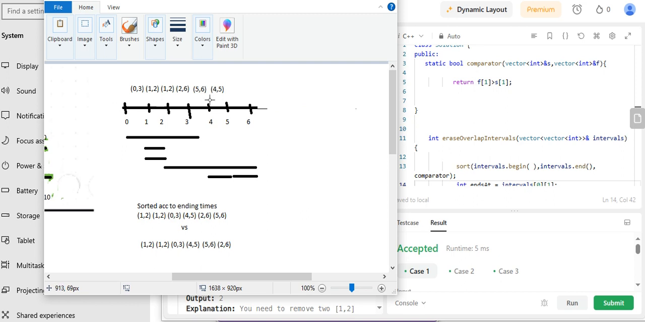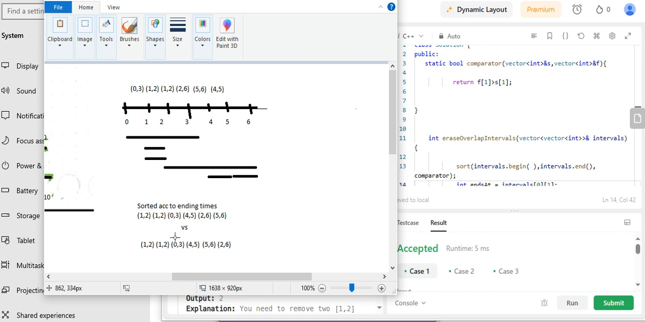See, if I have sorted them according to end times, what would have happened? 1 to 2 and 1 to 2 have 2 as their end time, so they have come first. Then we have 0 to 3, 4 to 5, 2 to 6, 5 to 6. This is how we have sorted them according to the end times. You can see 2, 2, 3, 5, 6, 6, so the end times are sorted.